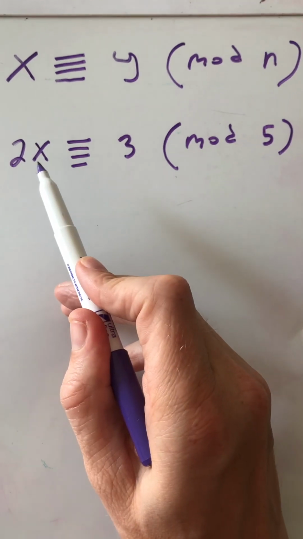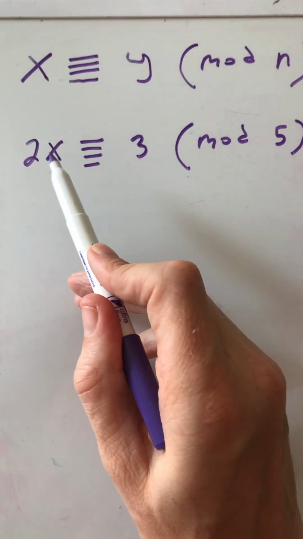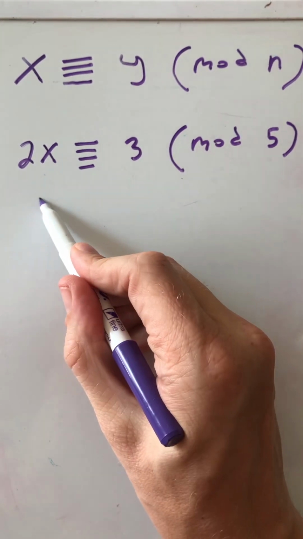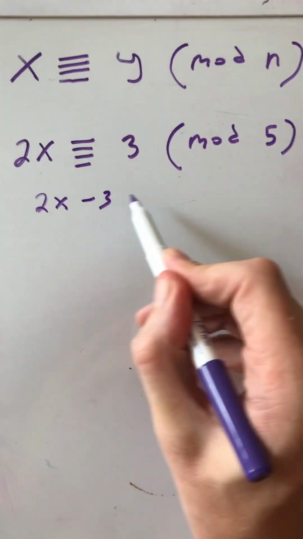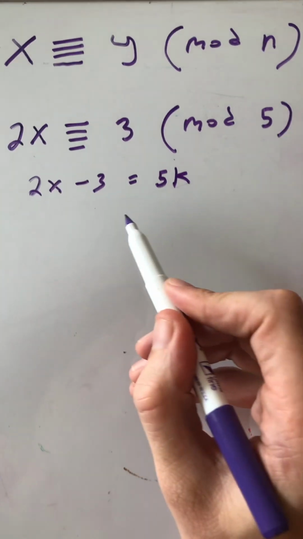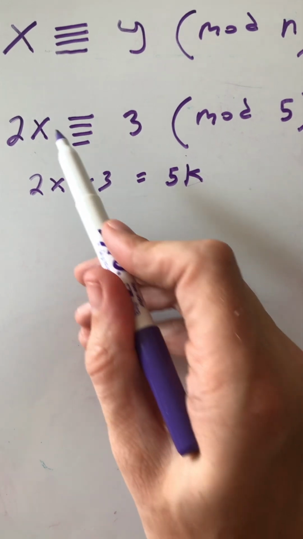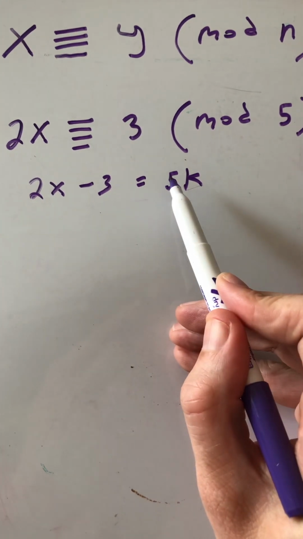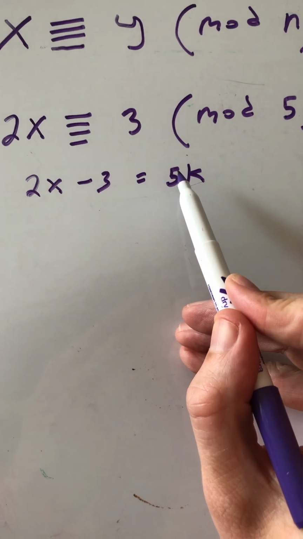So let's take a look at this one right here. 2x is congruent to 3 modulo 5. That means that if we do 2x minus 3, that's going to equal some multiple of 5. Okay? Now this is the way that I prefer to do them. I prefer to just subtract these two things, and then that's going to equal some multiple of 5.